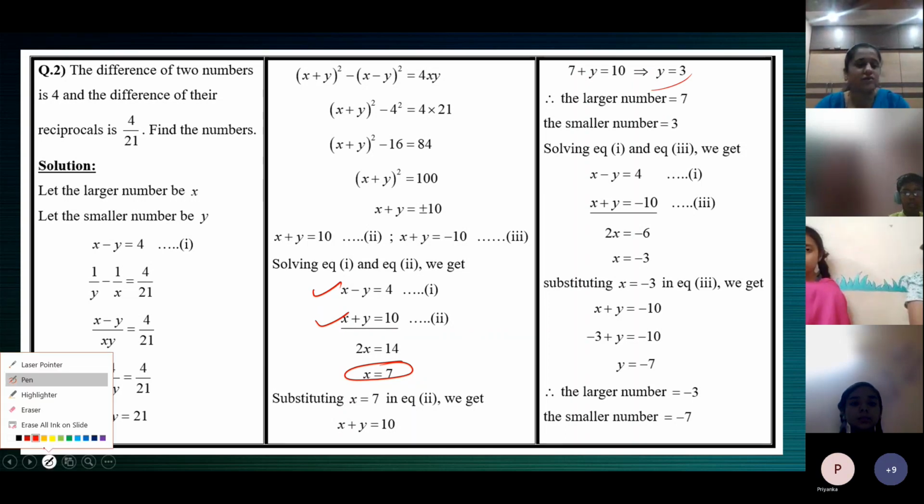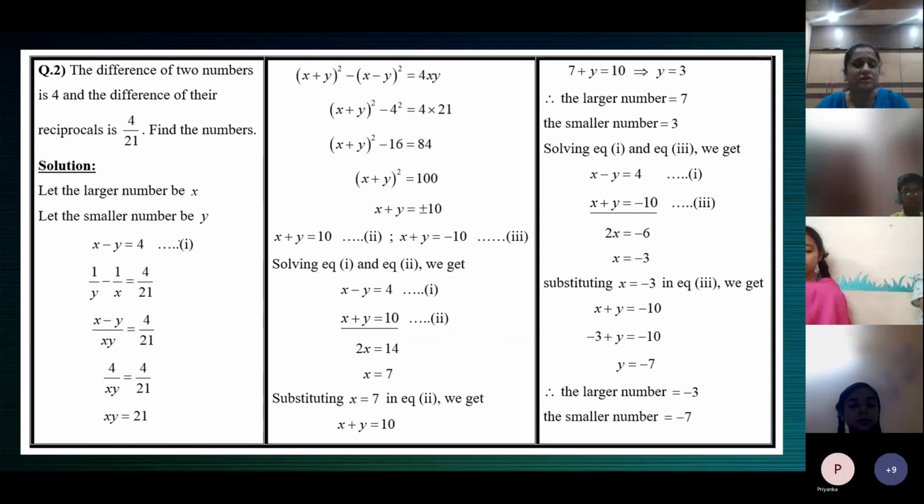Okay, then this is what you need to understand: how to construct the equations. Difference of the two numbers is 4. So greater number minus smaller number is 4. Difference of the reciprocals is 4 by 21. Since x is the larger number, 1 by x is smaller than 1 by y. So write the greater number first. 1 by y will be greater than 1 by x. So 1 by y minus 1 by x, the greater one minus the smaller one, is equal to 4 by 21.